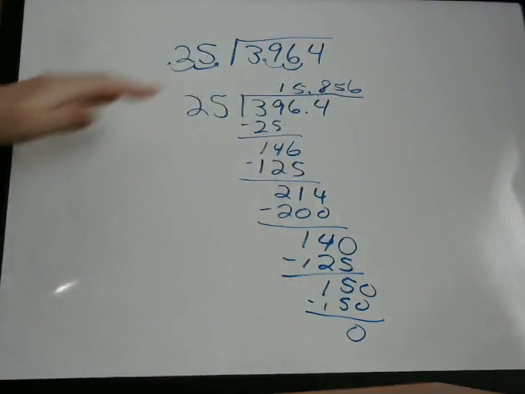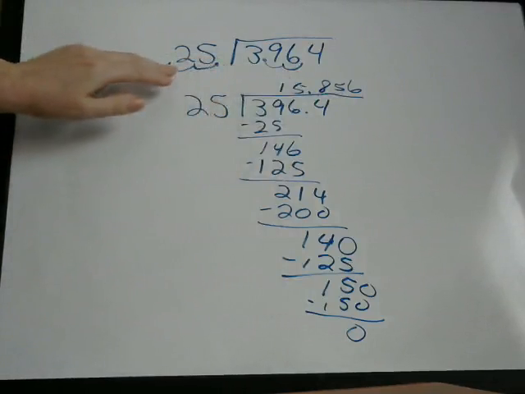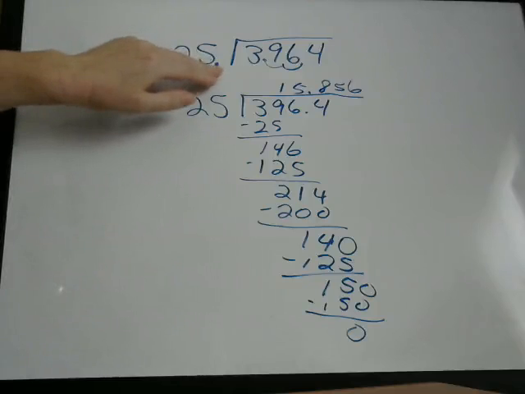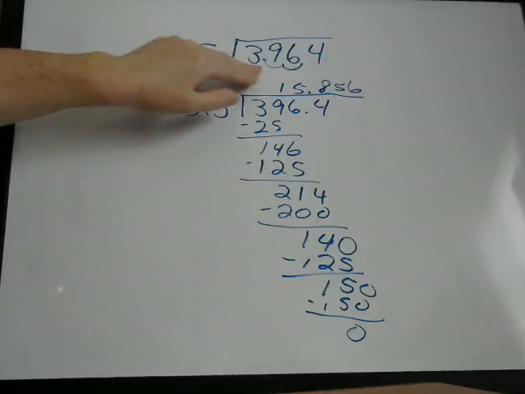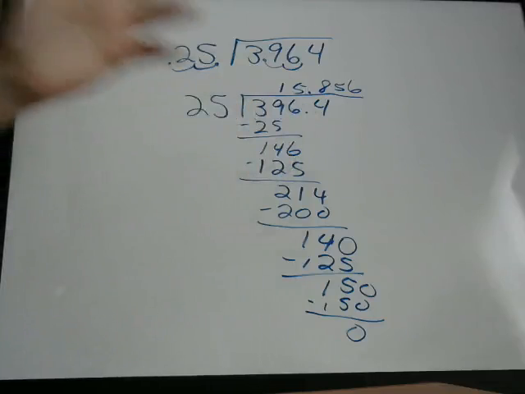15.856. So just again, when we divide by decimals, make sure that you move the decimal point over, and however many times you move it over to get a whole number, that's how many times you have to move it over in this part as well. And then you just do normal division.